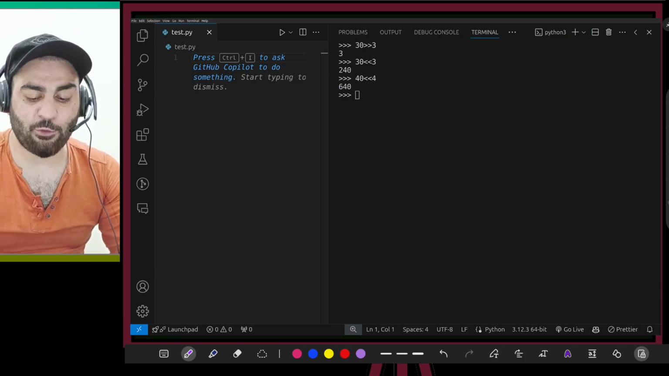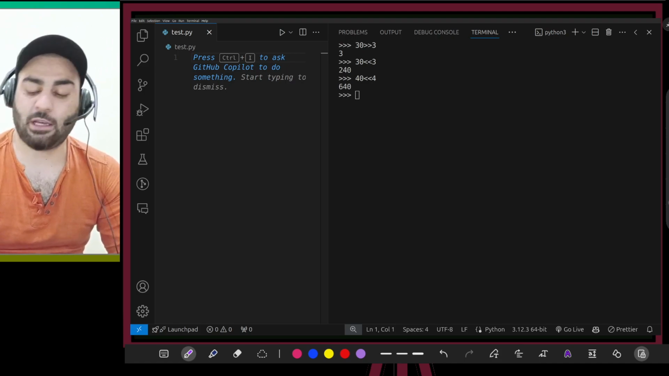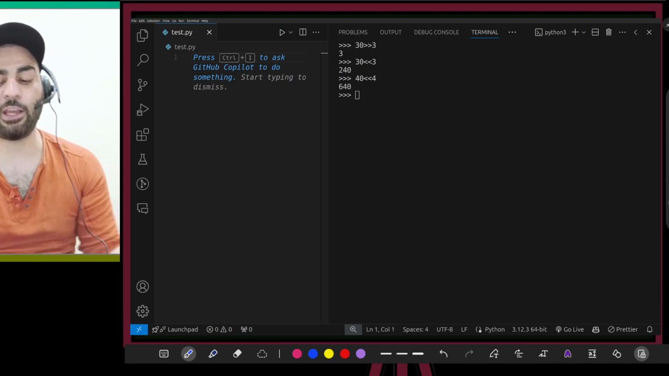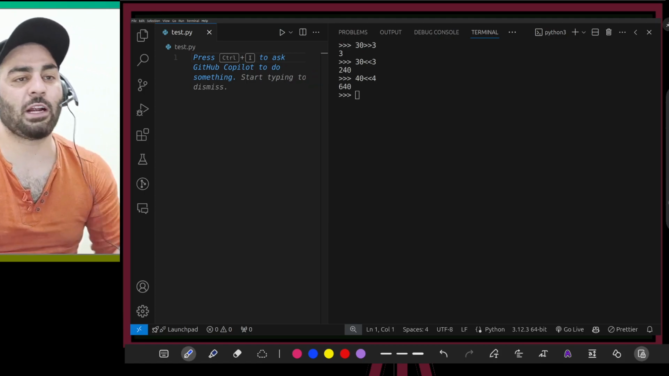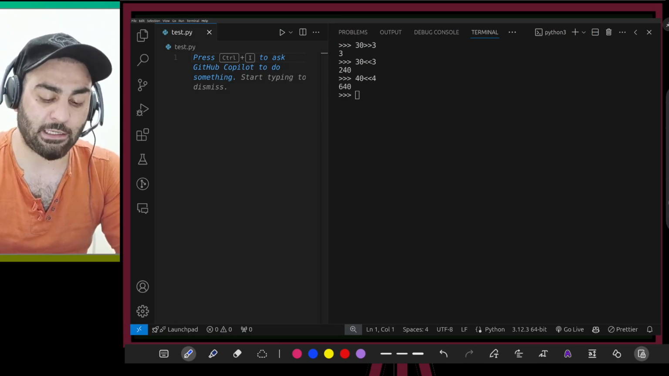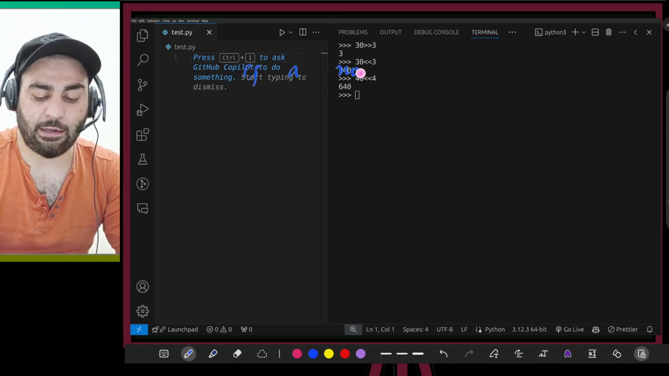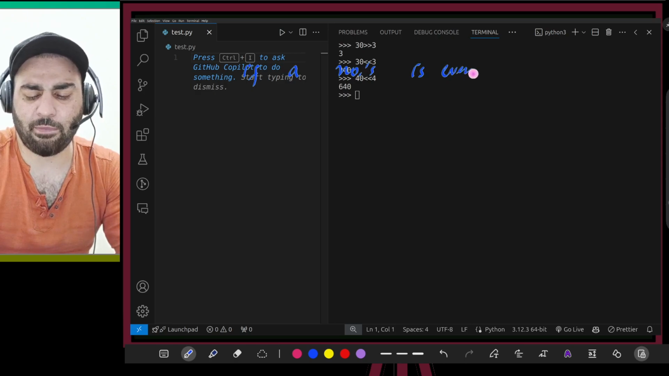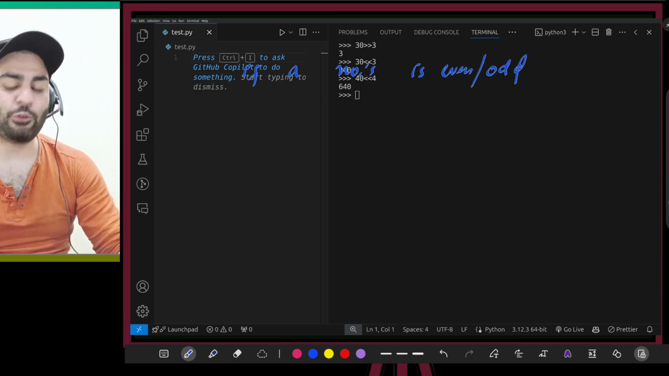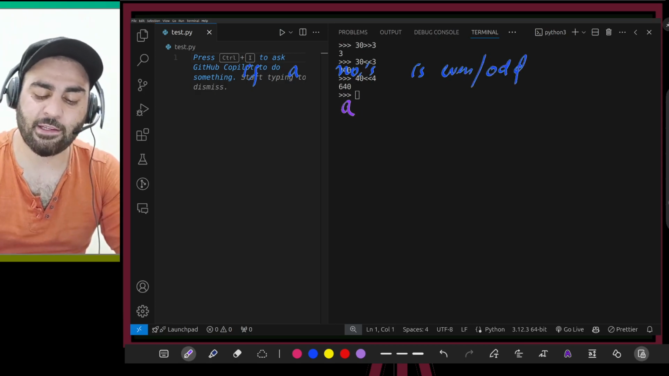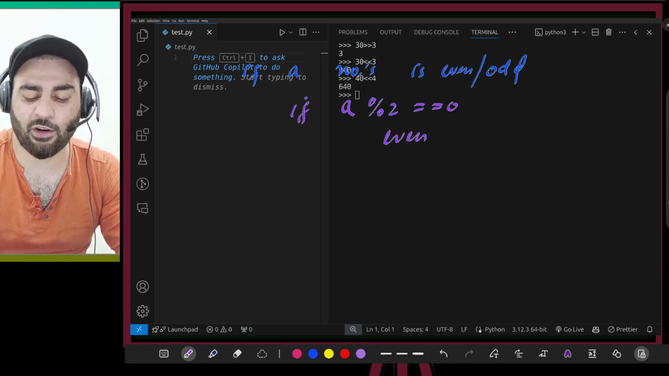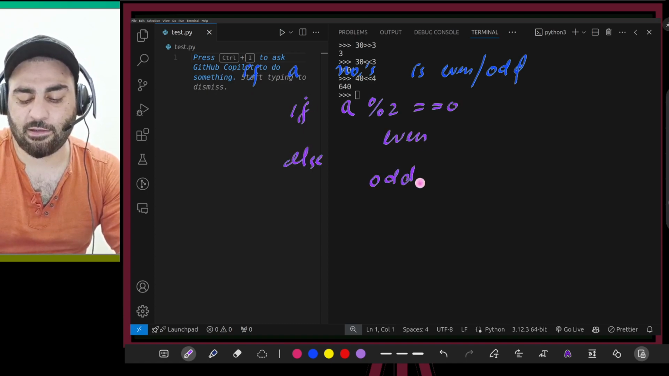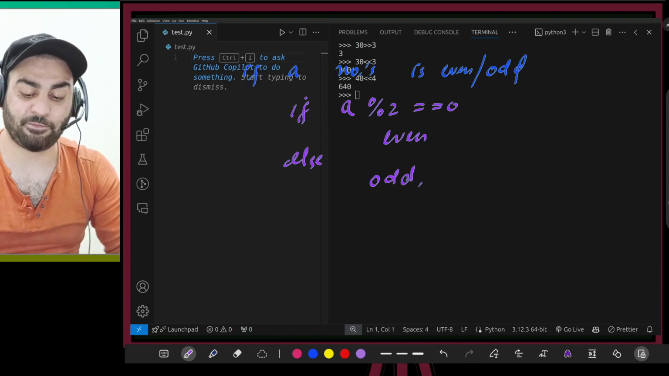Now the first thing that we saw is where you can use these operations. I'll show you one more magic trick. Let's suppose I want to check if a number is even or maybe odd. How will you do that? Usually programmers write, if we have a, a modulus 2 is equal to 0. If this is the condition, then it's even, else odd. How many of you write programs like this?